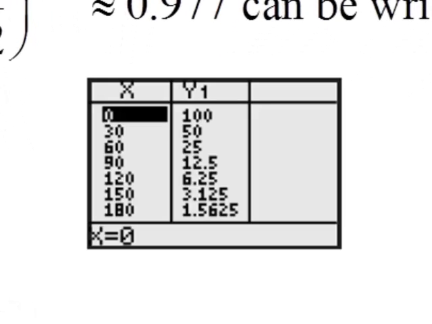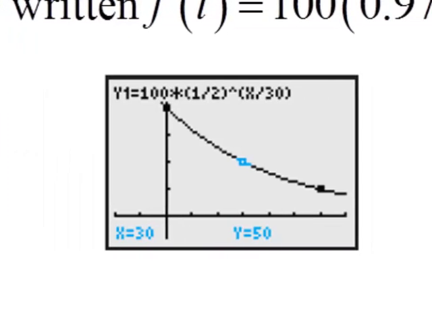Putting that function in y1 and using our table, we see the corresponding table of values. And then we have our graph here. So when x is 30, y is 50%.